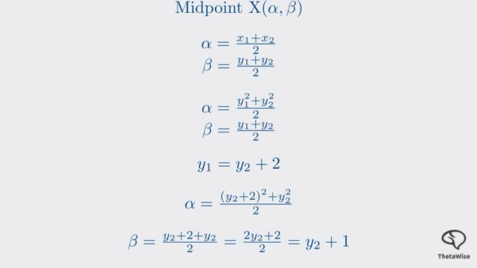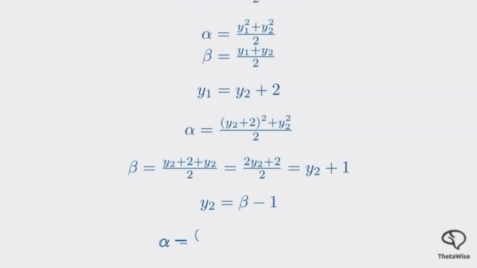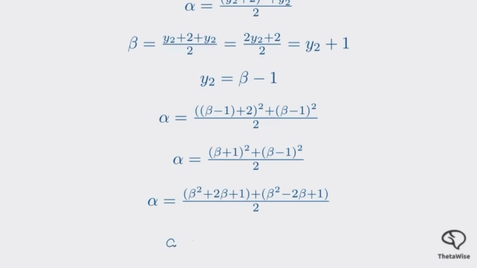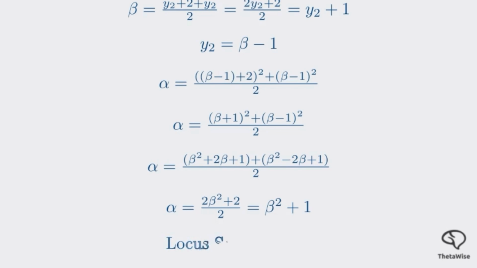Now we can substitute this into the alpha equation. Alpha equals 1/2 times (beta minus 1 plus 2) squared plus (beta minus 1) squared. This simplifies to alpha equals 1/2 times the quantity (beta plus 1) squared plus (beta minus 1) squared. This is a standard algebraic expansion that simplifies beautifully. The cross terms plus 2 beta and minus 2 beta cancel out. We are left with alpha equals 1/2 times (2 beta squared plus 2), which simplifies to beta squared plus 1. So, the coordinates of the midpoint satisfy the equation alpha equals beta squared plus 1. This means the locus S of the midpoints is the parabola x equals y squared plus 1.